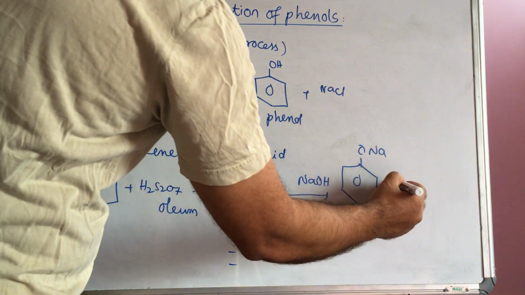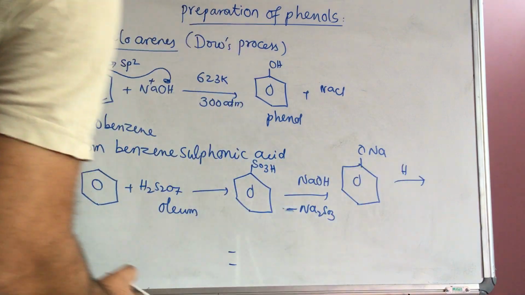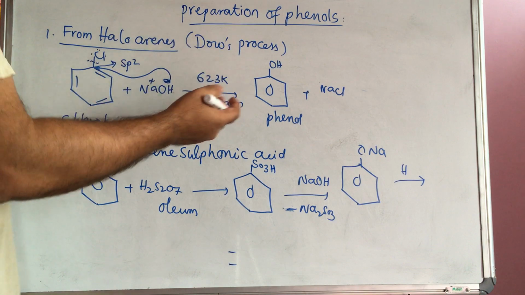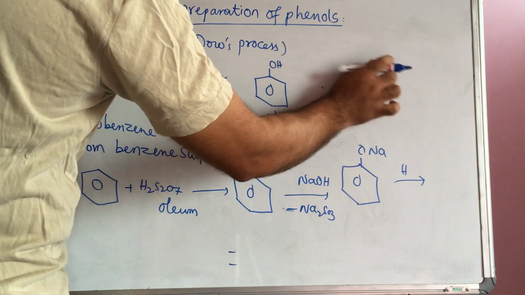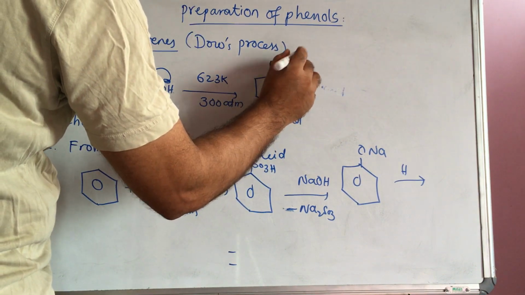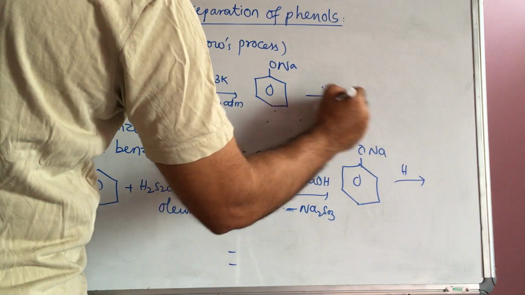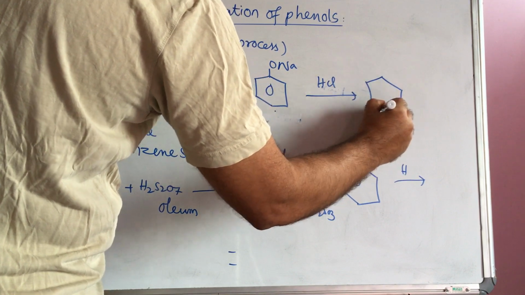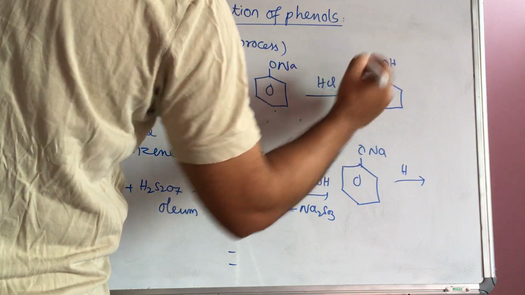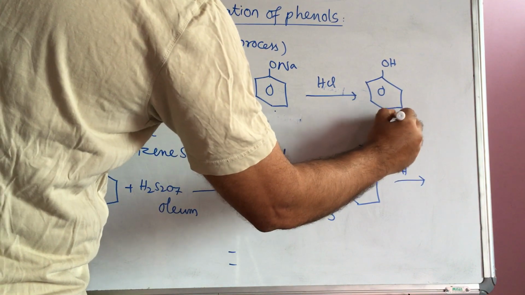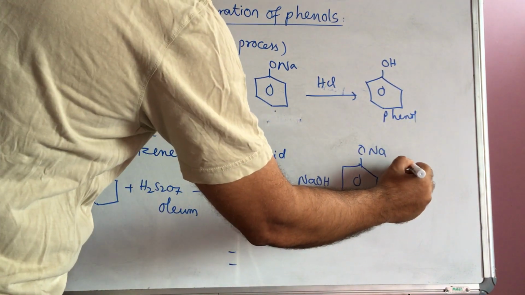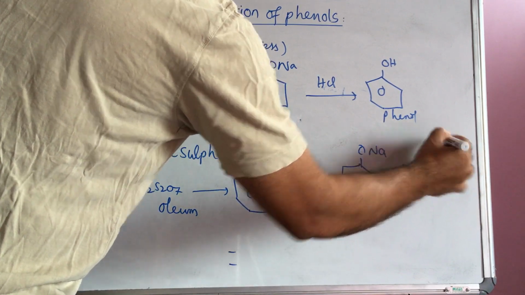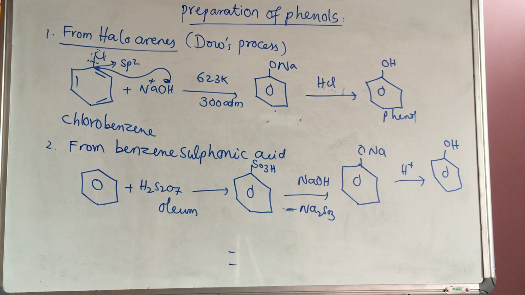Next, this is followed by acidification. I wrote a direct reaction here, but if you want, here also we get sodium phenoxide first, and later acidification with HCl or dilute acids gives phenol. This is called phenol. On acidification we get phenol. Okay, this is the second method.